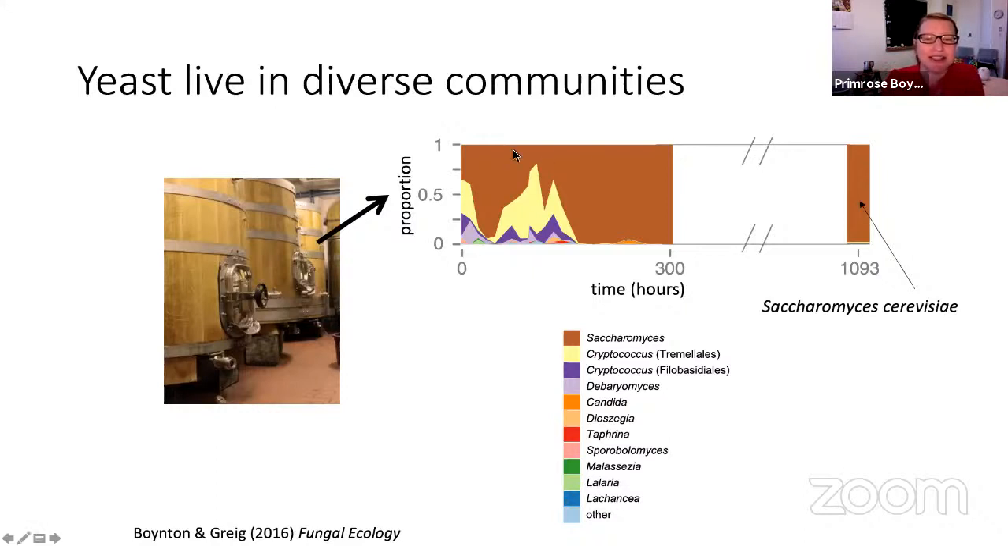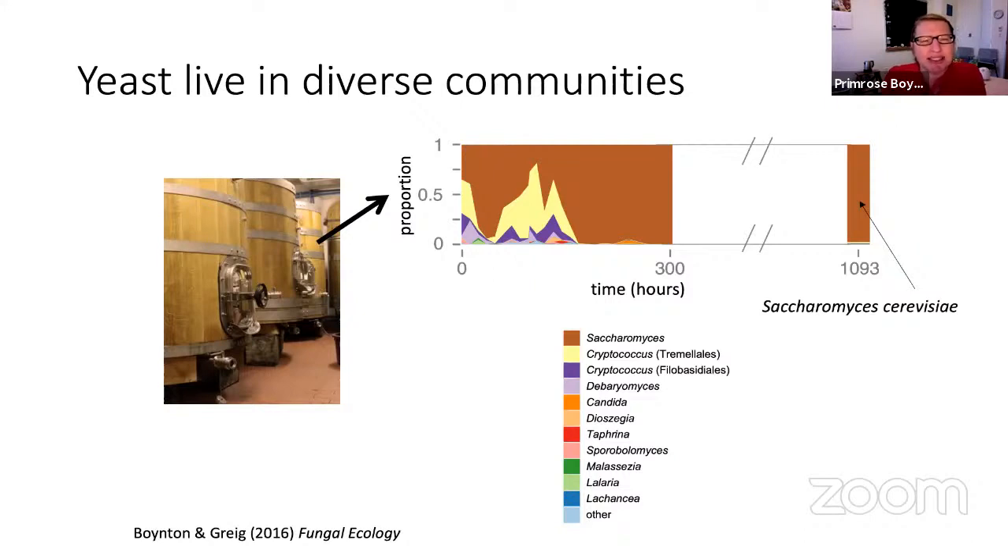And as you can see, there's this one brown yeast, and it increases or decreases in frequency, but eventually it takes over the community. We don't really see much else besides this one brown yeast. Well, this brown yeast is called Saccharomyces cerevisiae. And this is the yeast that you most frequently find in alcoholic beverages.